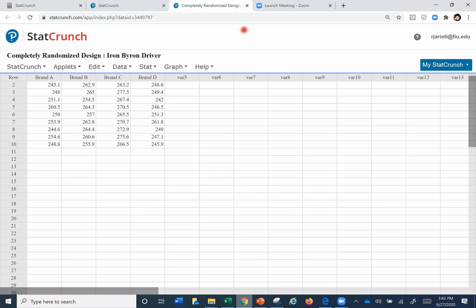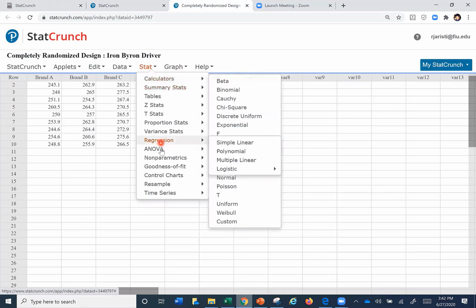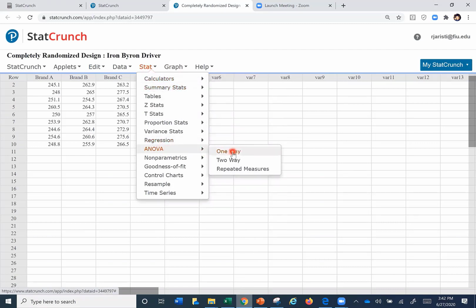Then, how can we obtain my ANOVA table in StatCrunch? Click Stat. In Stat, I have to select ANOVA. In ANOVA, we select one way because here we have only one factor. The only factor is the brand of the ball. The variable that we are studying is the distance that each ball reaches after it is hit by the driver, the club. We want to compare the mean that each brand of ball reaches when hit by the driver. And we use ANOVA. It's one table, only one factor, brand.